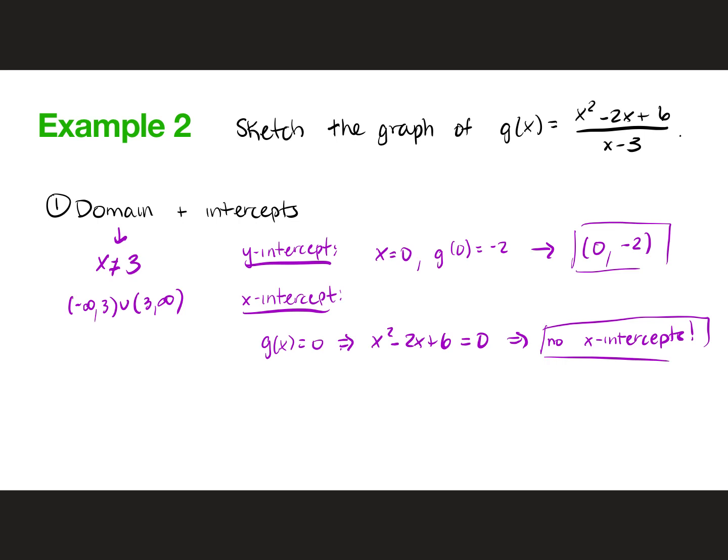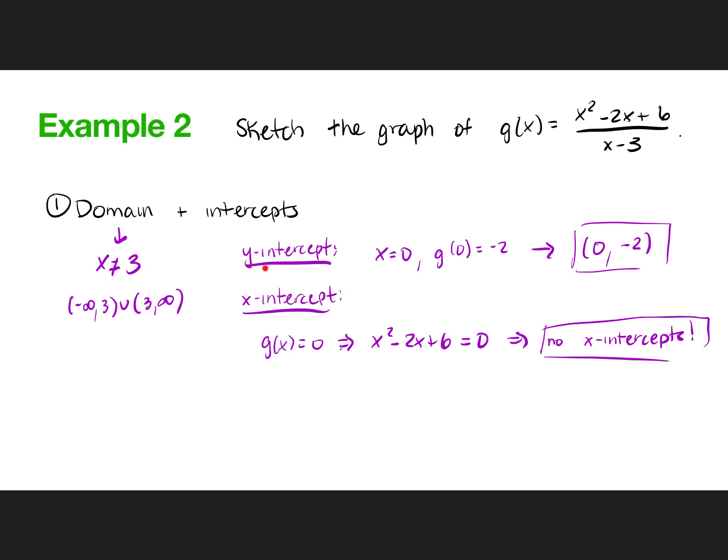First we'll want to figure out what the domain and the intercepts for this function are. For the domain, we have a rational function, no square roots, nothing too complicated in this function. We just need to avoid having 0 in the denominator. So as long as x is not equal to 3, we're good.